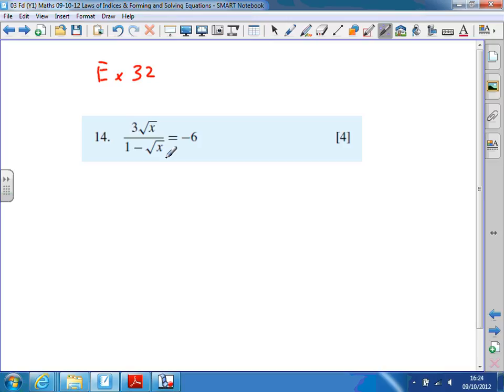Well, let's not worry about that at the moment. Let's just start off by multiplying both sides by that term that's underneath. So multiply both sides by 1 minus the square root of x, and I get that 3 times the square root of x equals minus 6 times 1 minus the square root of x. So I've effectively brought the 1 minus the square root of x up to the top on the other side. Now that automatically looks a lot better.